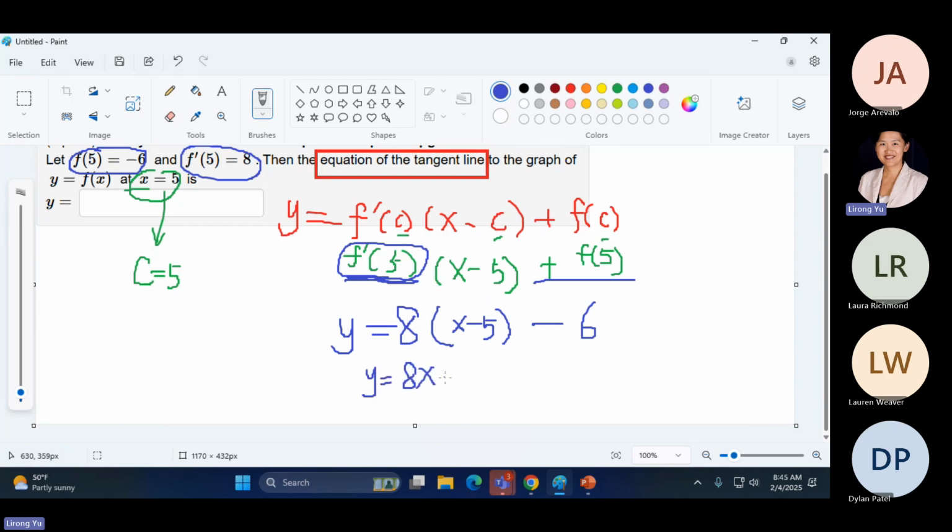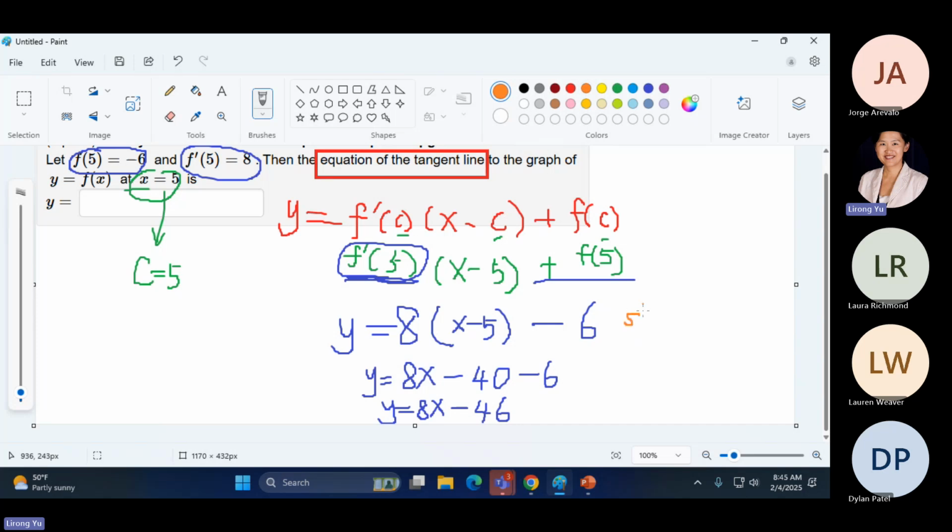Entering this way, or you can enter y equals 8x. 8 times 5 is negative 40. 8 times negative 5, negative 40, and then there's minus 6. Now we're going to combine terms. There's only one x term, but there are two number terms. The negative 40 and negative 6 can be combined into negative 46.